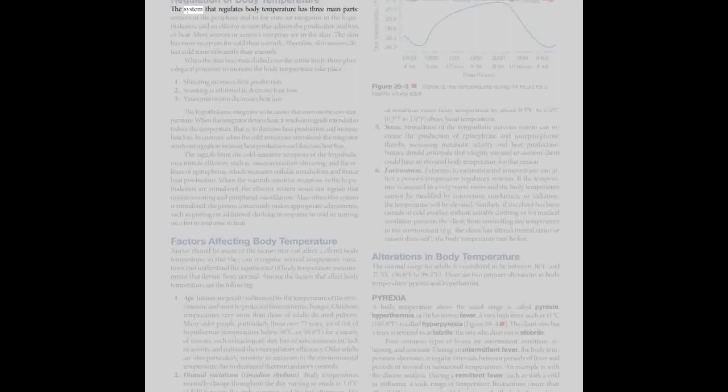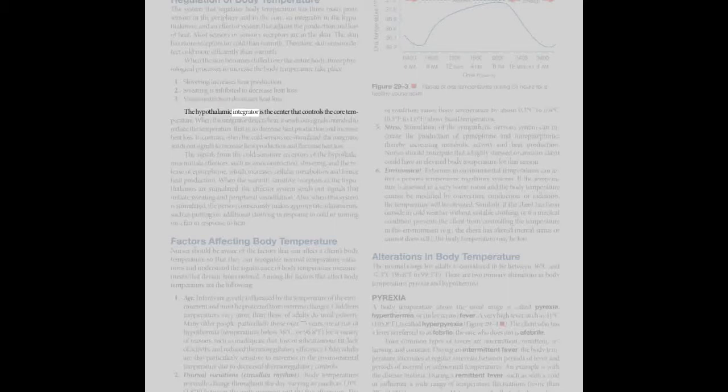Regulation of body temperature. The system that regulates body temperature has 3 main parts: sensors in the periphery and in the core, an integrator in the hypothalamus, and an effector system that adjusts the production and loss of heat. Most sensors or sensory receptors are in the skin. The skin has more receptors for cold than warmth. Therefore, skin sensors detect cold more efficiently than warmth. When the skin becomes chilled over the entire body, 3 physiological processes to increase the body temperature take place. 1. Shivering increases heat production. 2. Sweating is inhibited to decrease heat loss. 3. Vasoconstriction decreases heat loss.